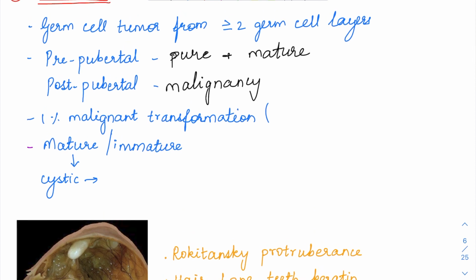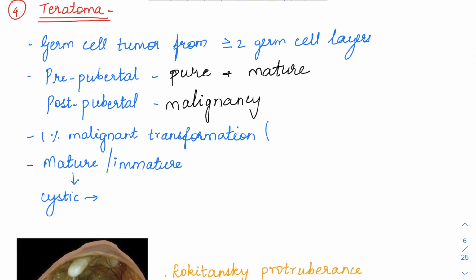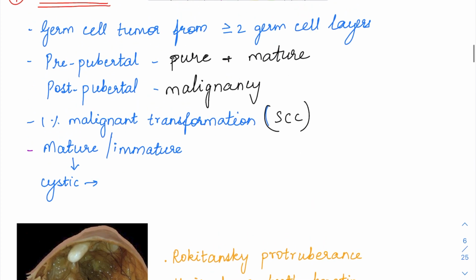In teratomas, any of the components of the teratomatous derivatives can turn into malignancy. The most common component which turns into malignancy is the squamous component. So squamous is an epithelial component, right? The three germ cell layers will be the ectodermal, endodermal, and the mesenchymal. So the squamous epithelial component can turn into malignancy, developing into SCC, and this is quite rare, occurring only up to 1%.